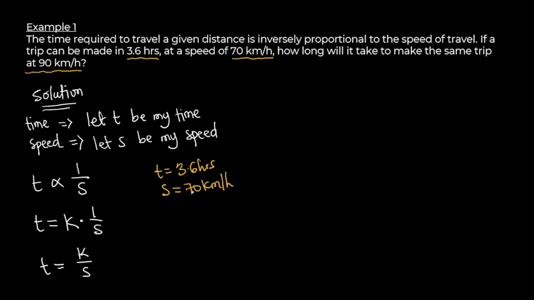To do that, we substitute the value of the time and the speed into the equation we have over here, assuming this is equation 1. So we have 3.6 is equal to our constant on the value 70, which is our speed. To get our constant, we simply cross multiply. Our constant now becomes 3.6 multiplied by 70.